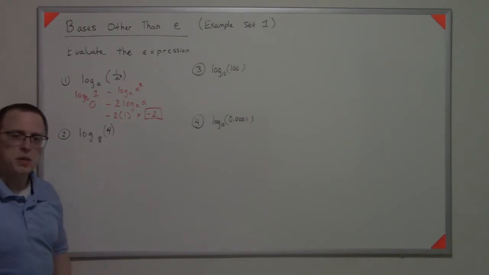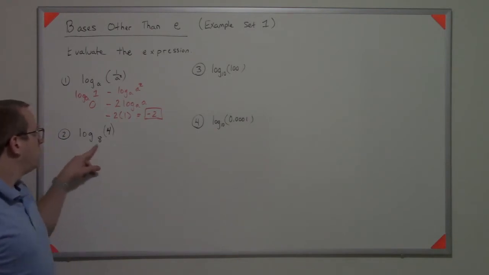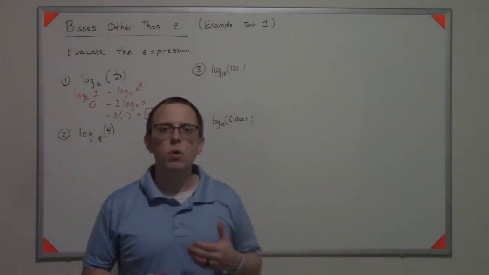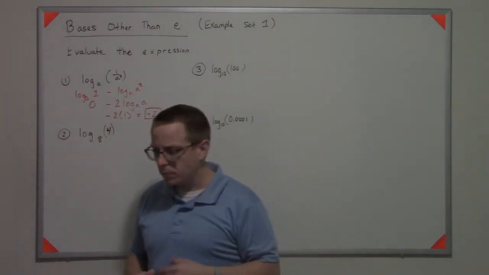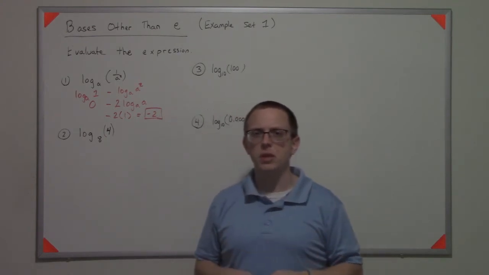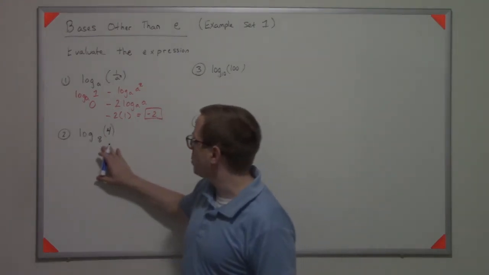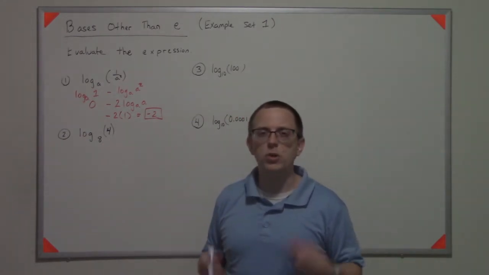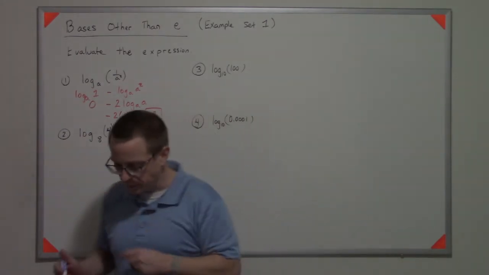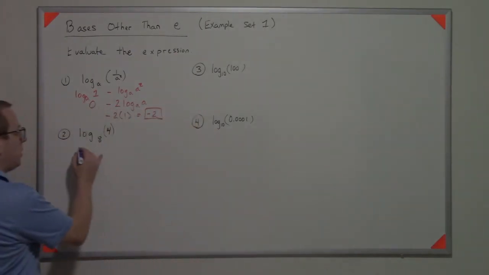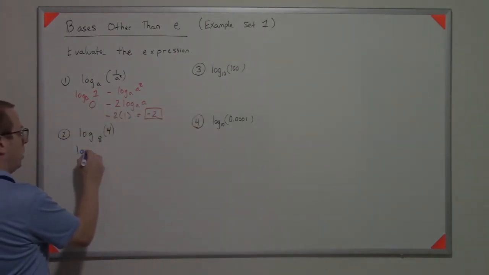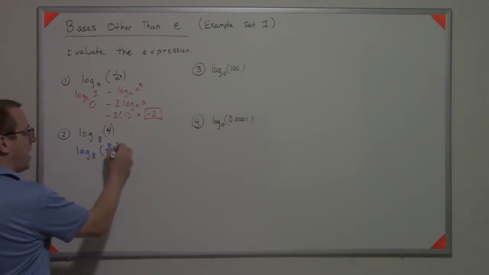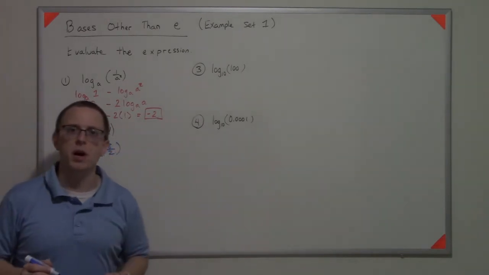Now our next piece is log base 8 of 4. This one's a little more complicated because if we want to do this without a calculator, we need to exploit some of these values of a log. I need to figure out some way to get an 8 even though I only have a 4. So let's think about this for a moment. What I can say is, okay, 4 is 8 divided by 2.